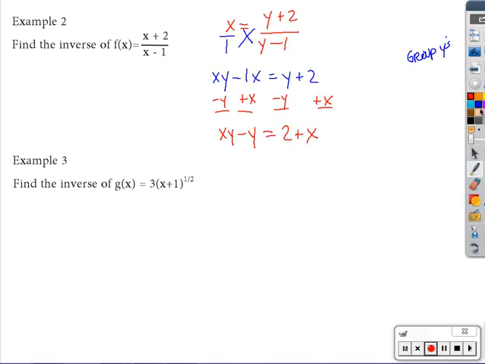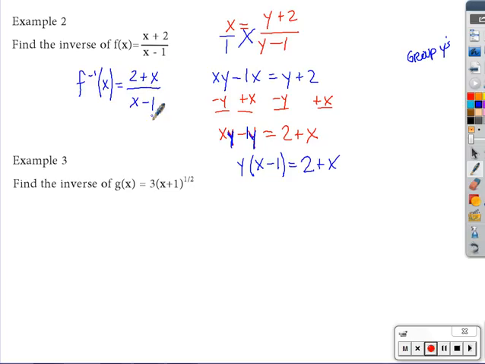Now here's the trick with these, okay? When I have two y's, I'm not going to be able to solve for that. So when I look at this, I should notice that I can undistribute this y. The F word in math class there would be factor the y out. So if I do that, I'll end up with y times the quantity x minus 1, and that equals 2 plus x. Now solving for that last step to get the inverse is simple. My inverse of f of x is going to be 2 plus x over x minus 1.